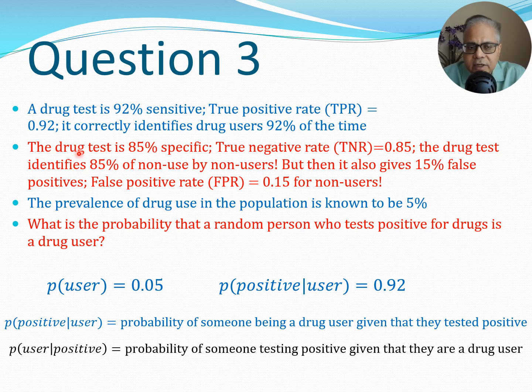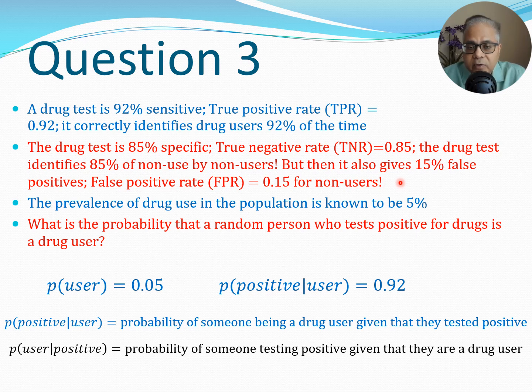The second piece is that the drug test is 85% specific, and this essentially means that the true negative rate is 0.85. That means the drug test will identify 85% of non-users. So this is a case where if a non-user is tested, there is a 0.85 probability that this person will be identified as a non-user. However, there is a 0.15 probability of false positive. That means this guy is a non-user, but he is flagged as a drug user.